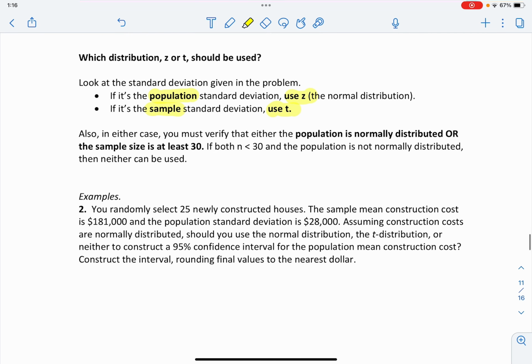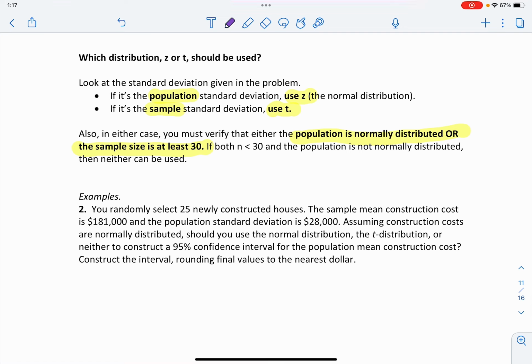So on these problems, another little thing is you do have to verify that this is true. Okay, either the population itself is normally distributed or the sample size is at least 30. Okay, so if both n is less than 30 and the population is not normally distributed, you can't really even do the test. All right, so one of those has got to be true. So all of your problems, they'll probably be true.